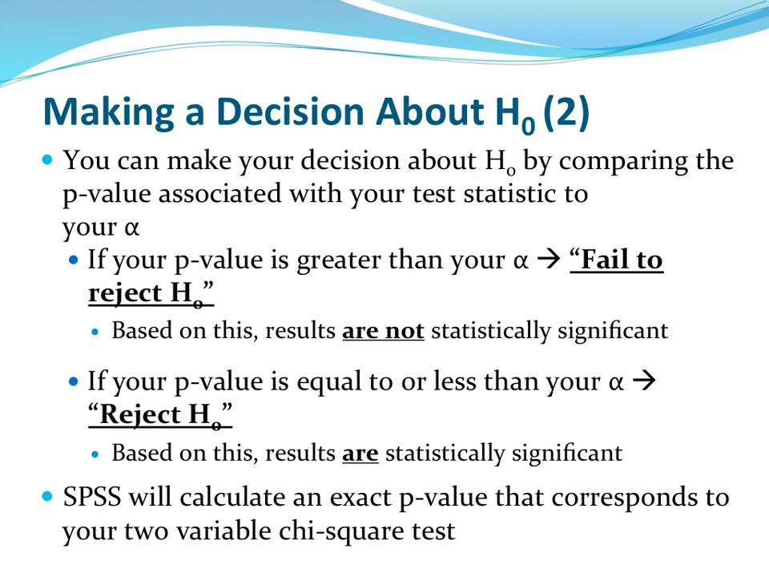To make a decision about the null hypothesis, we will compare our p-value to an alpha level that we will choose when making our decision rule. If your p-value is greater than your alpha level, you would fail to reject or retain the null hypothesis. This would indicate your test results are not statistically significant based on your chosen alpha level. If your p-value is equal to or less than your alpha level, you would reject the null hypothesis. This would indicate your test results are statistically significant based on your chosen alpha level.